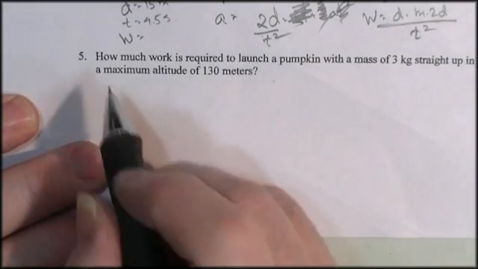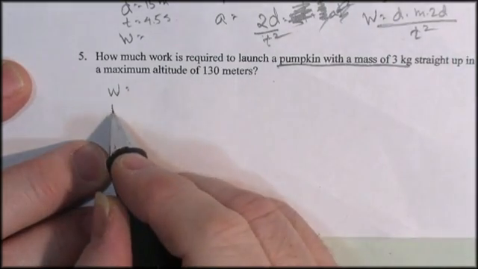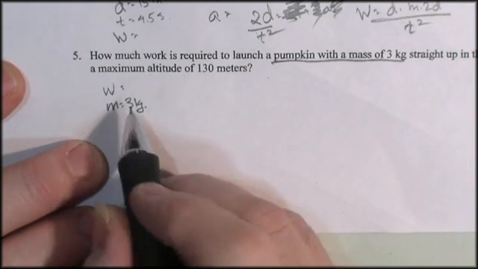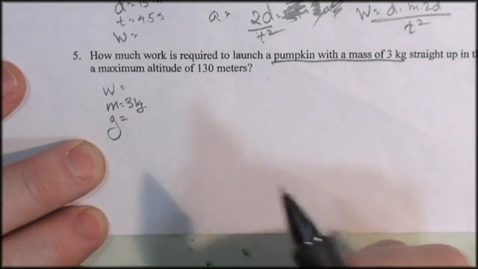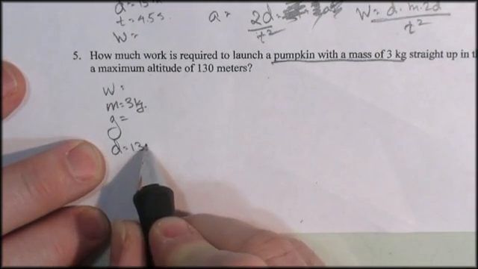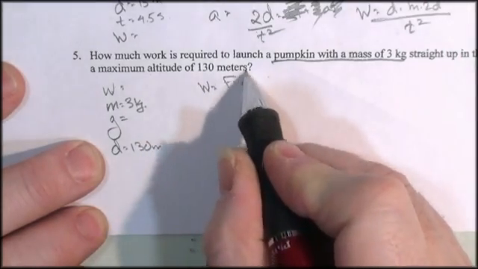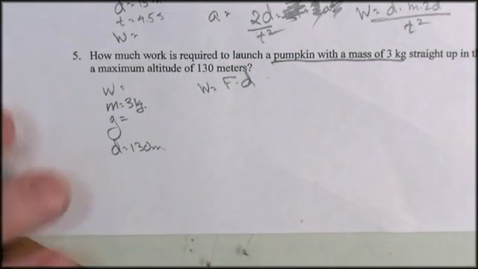Finally, how much work is required to launch a pumpkin with a mass of 3 kilograms straight up into the air? So again, we're fighting the acceleration due to gravity, and an altitude distance of 130 meters. And again, this is just work is equal to force times distance, and the force happens to be the weight, or mg. So this is straightforward as well.